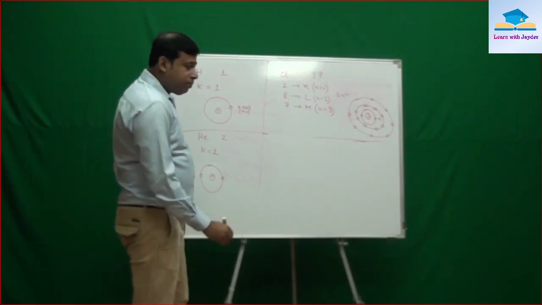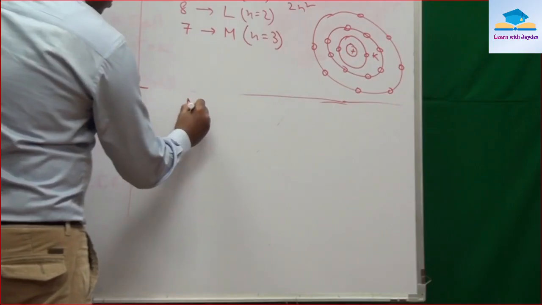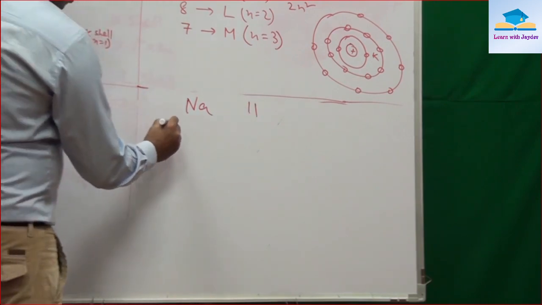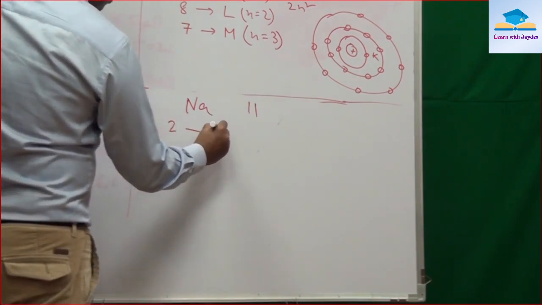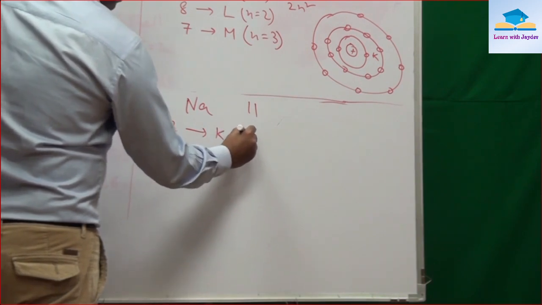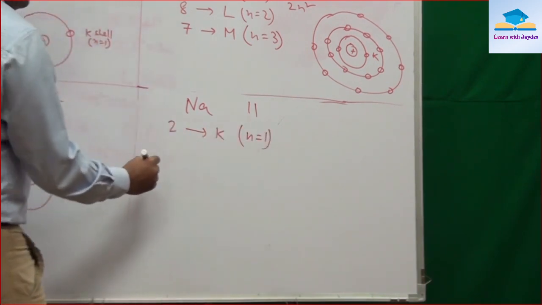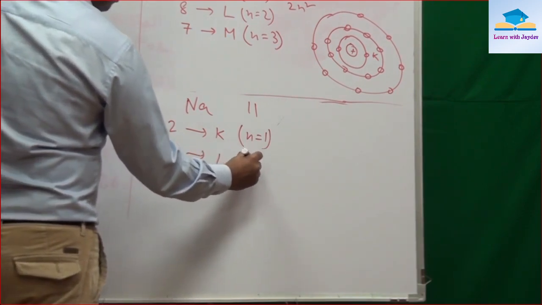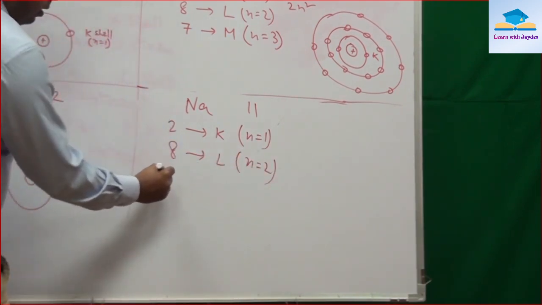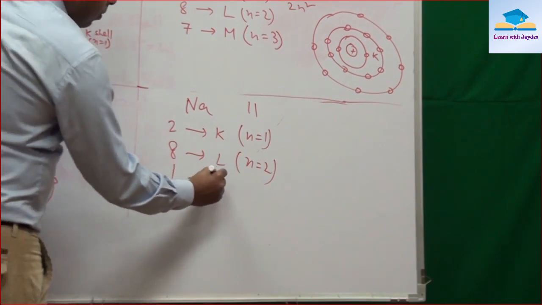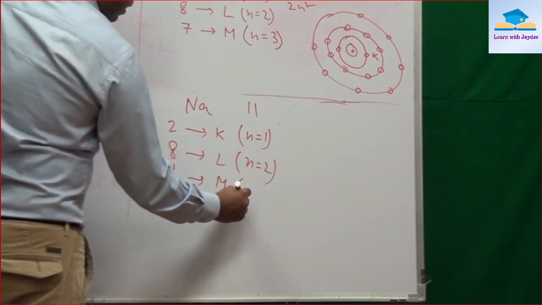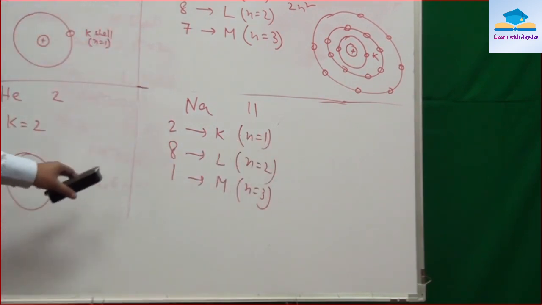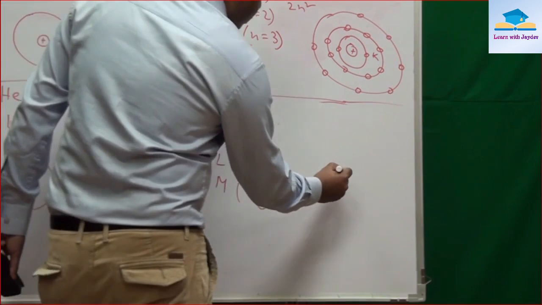Now we take the example of a sodium atom. Sodium has a total of 11 electrons. So the first 2 electrons will go to the K cell, that is the n equals to 1 orbit. The next 8 electrons will go to the L cell, that is the n equals to 2 orbit. And the remaining 1 electron will go to the M cell, that is the n equals to 3 orbit. So if we draw the atomic structure of sodium, it will look like this.